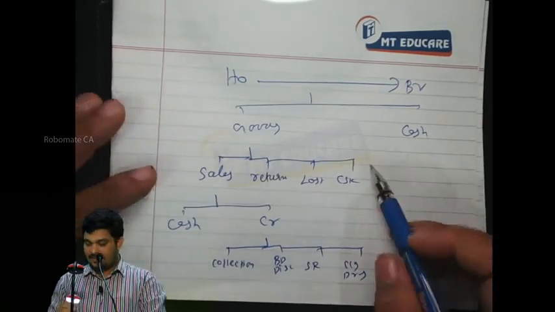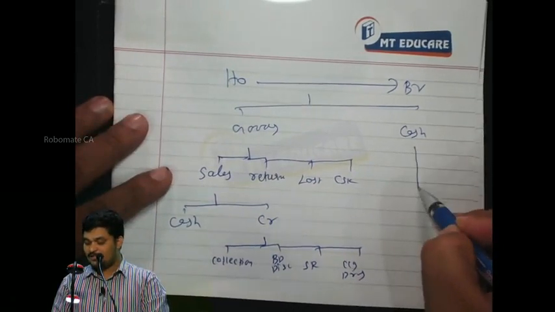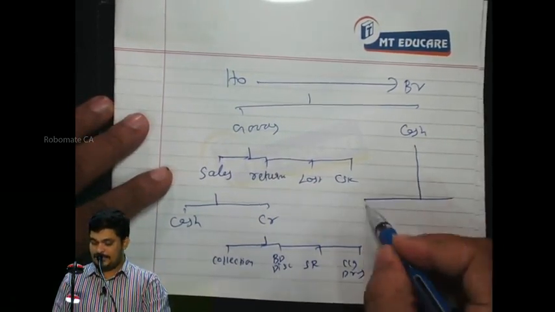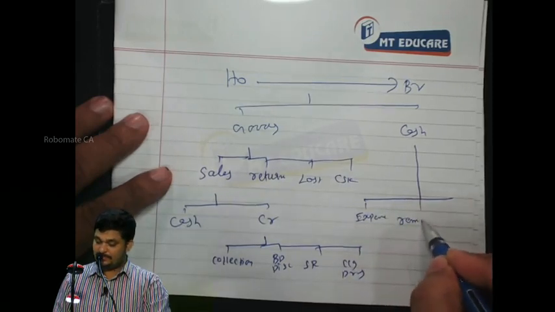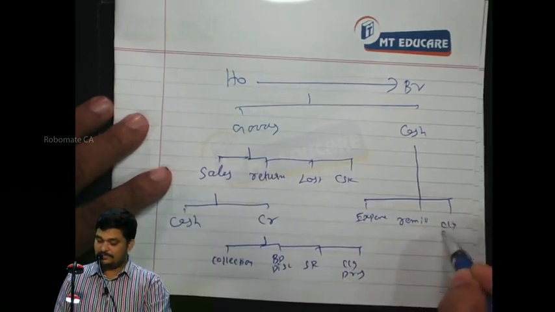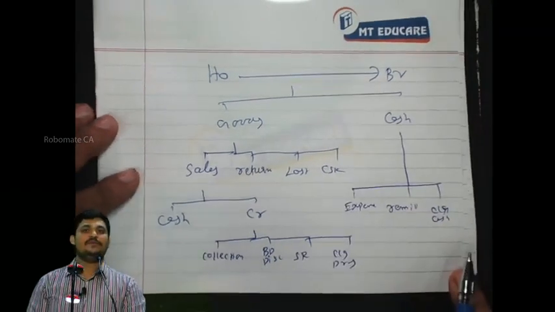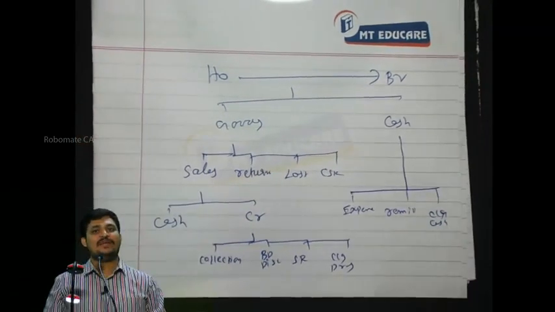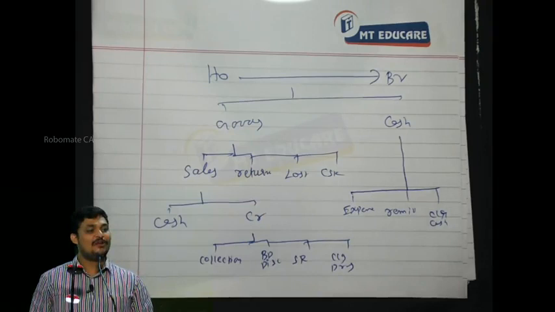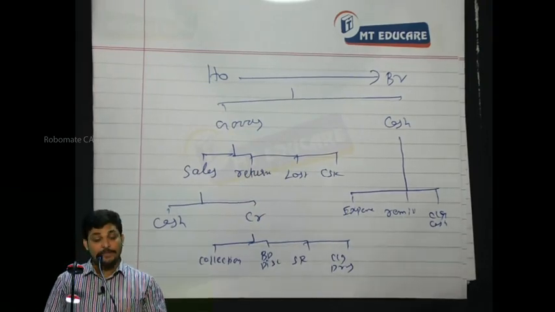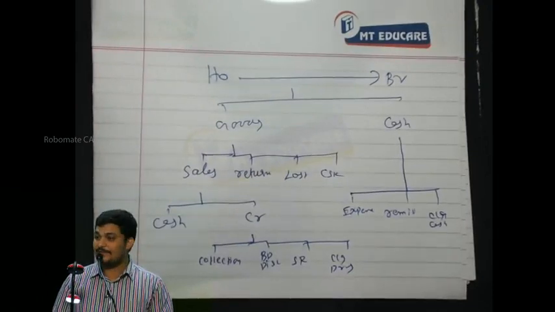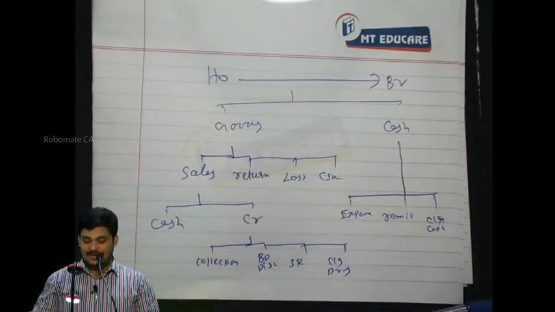Now, with cash, what will the branch do? Expenses. Remittance. Closing cash. This much only we have as transactions to be accounted by the head office in relation to a dependent branch, that's all. Simple things only. So these are the transactions we would like to learn very quickly.